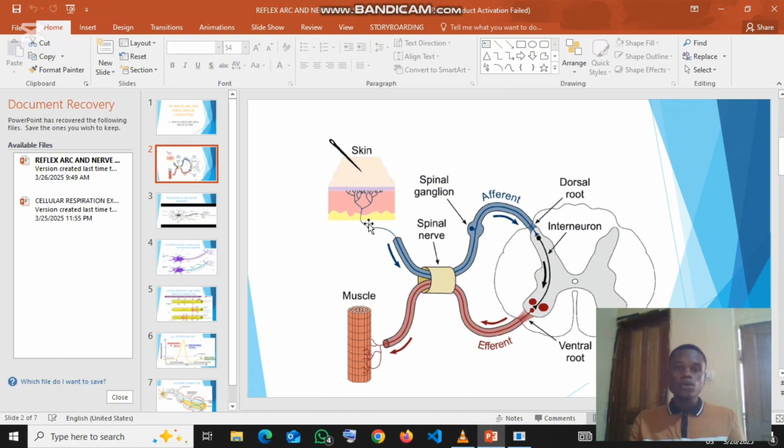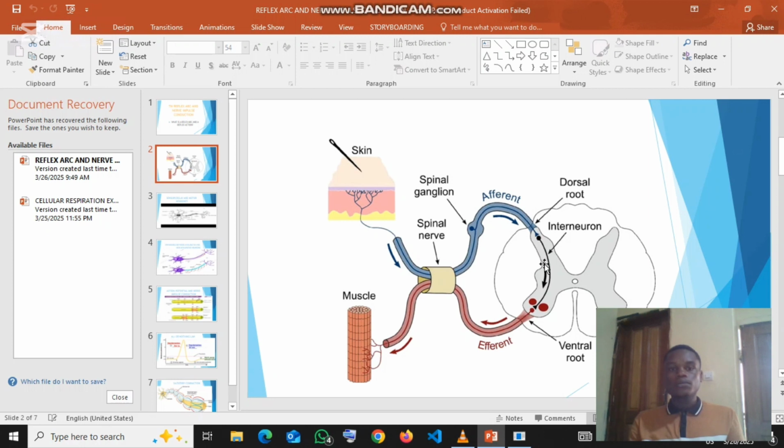So, when that happens, the impulse needs to move towards the central nervous system. When it moves towards the central nervous system, it has to be processed by the central nervous system. Then an effect needs to be done towards the peripheral nervous system, towards where that stimulus acted. Now, the stimulus acts on the skin. The impulse is produced, which is carried by the sensory neuron towards the spinal cord.